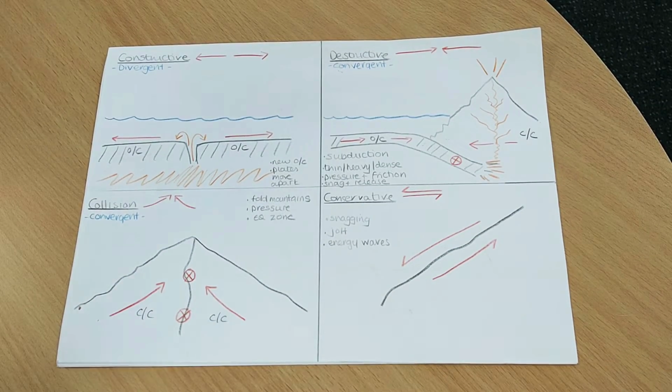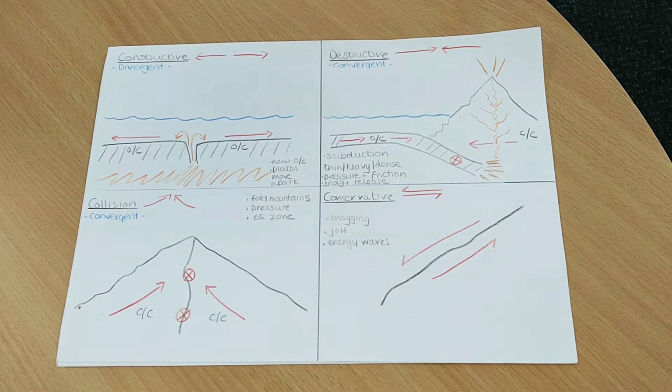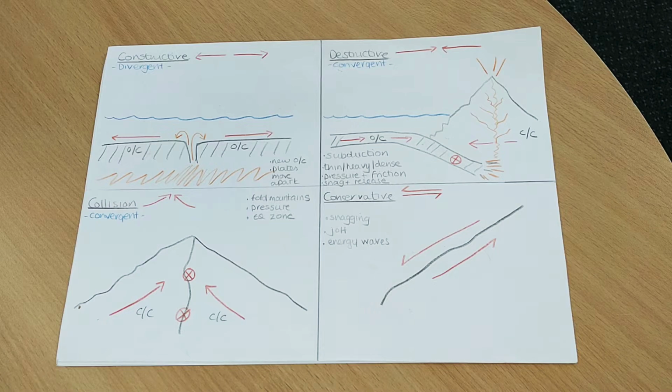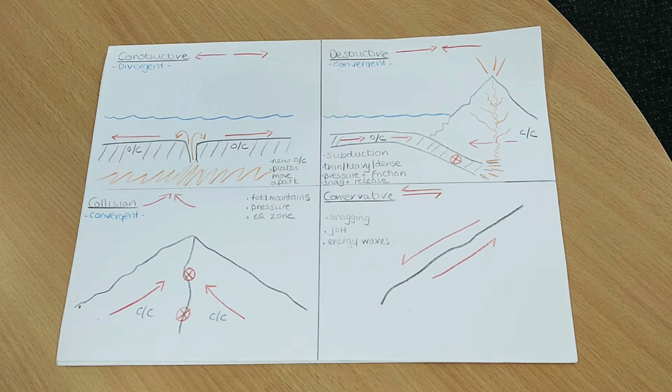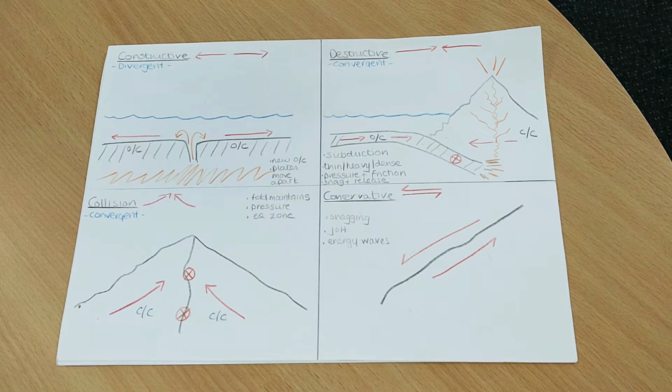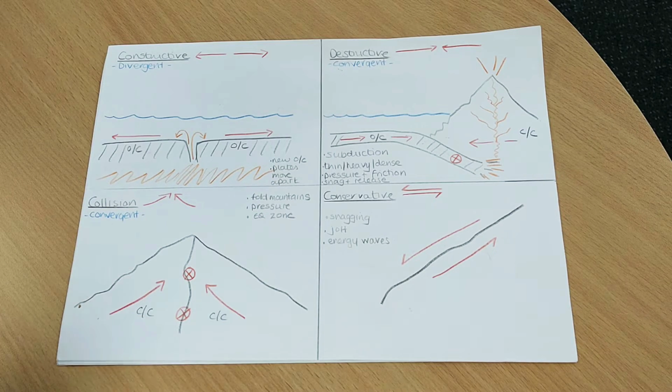Hi guys, in this video we are going to be looking at tectonic activities, tectonic processes and tectonic features, and this is for the GCSE Unit 1 and the first chapter of that unit, which is tectonic hazards. So I'm going to be going over the 4 plate margins today and talking you through the processes and the features.